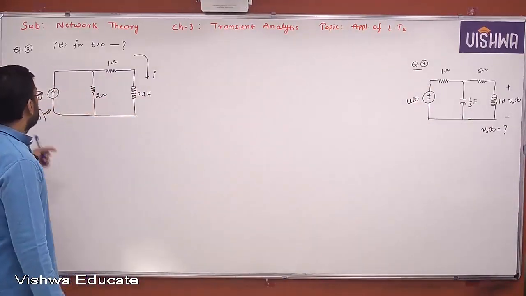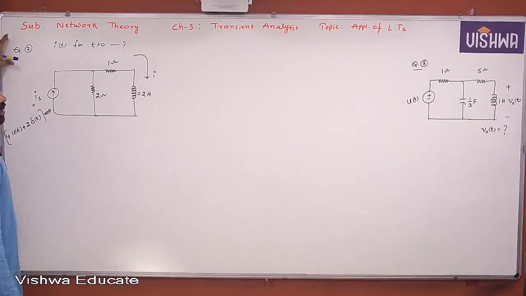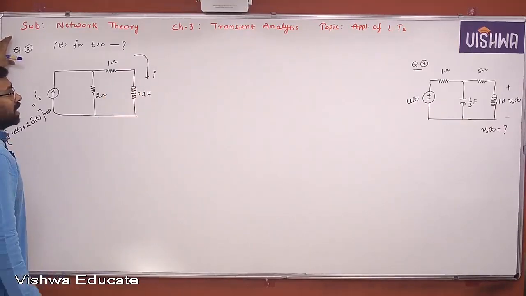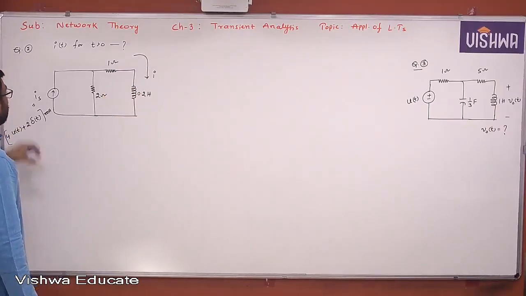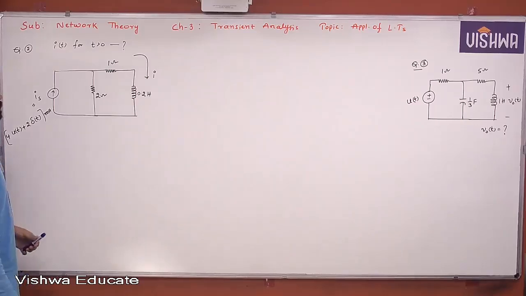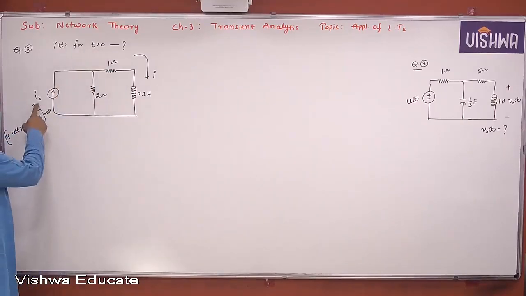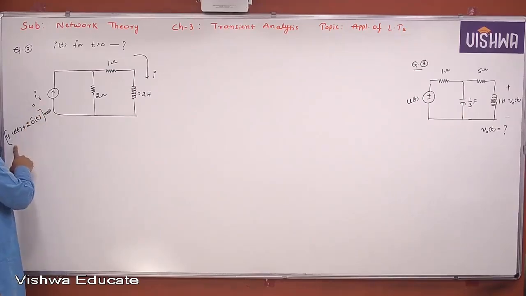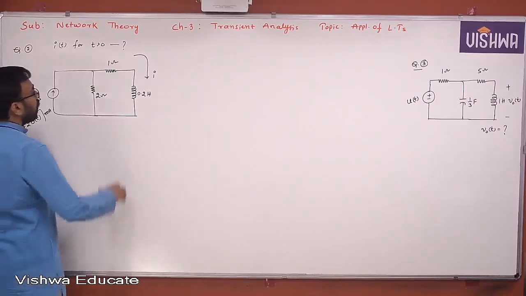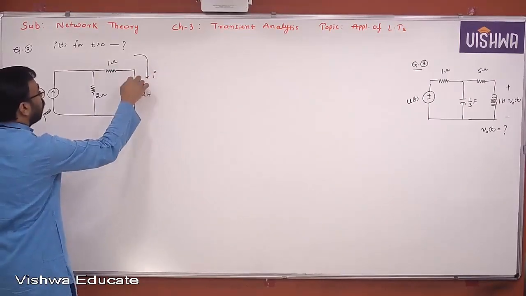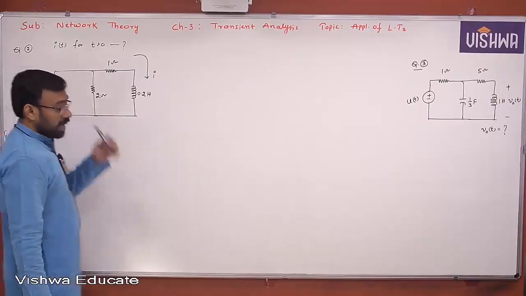In the last class we discussed question number 1 of the classroom workbook in application of Laplace transformations. Now let's look at question number 2 on similar lines. Find i(t) for t greater than or equal to 0. Is(t) is given as 4u(t) plus 2δ(t), an impulse and step combination, and we are asked to find the current flowing through this inductor. That is i(t).